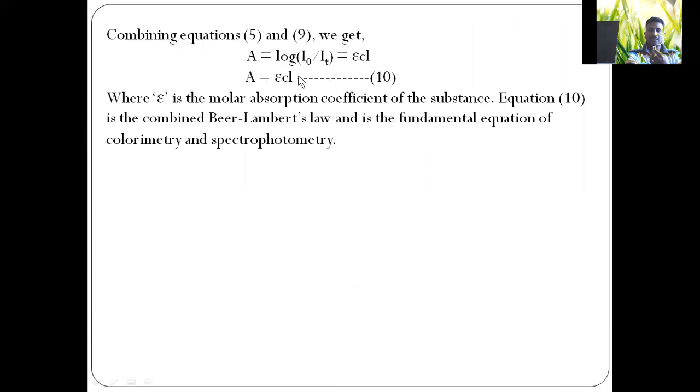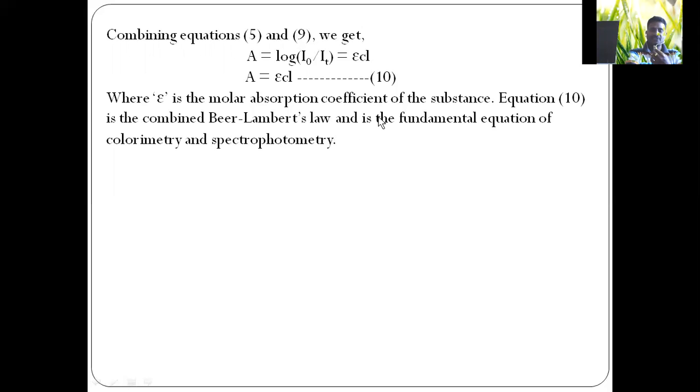From both the equations, we can directly write A is equal to epsilon CL, where epsilon is the molar absorption coefficient, C is the concentration of the solution, and L is the length of the medium or test tube. So this is equation number 10. Equation number 10 is the combined Beer-Lambert's law, and it is the fundamental equation of colorimetry and spectrophotometry.